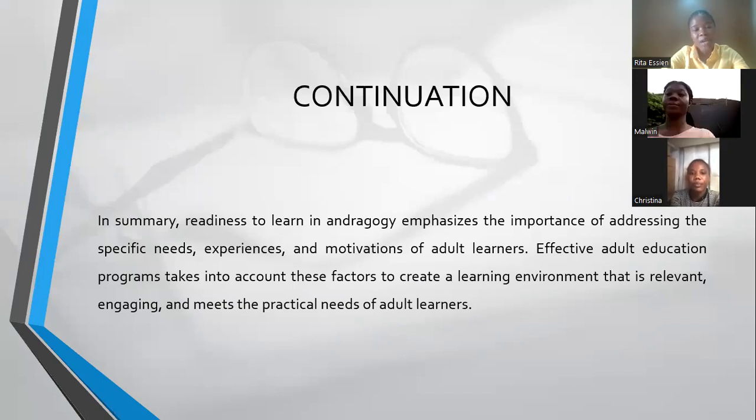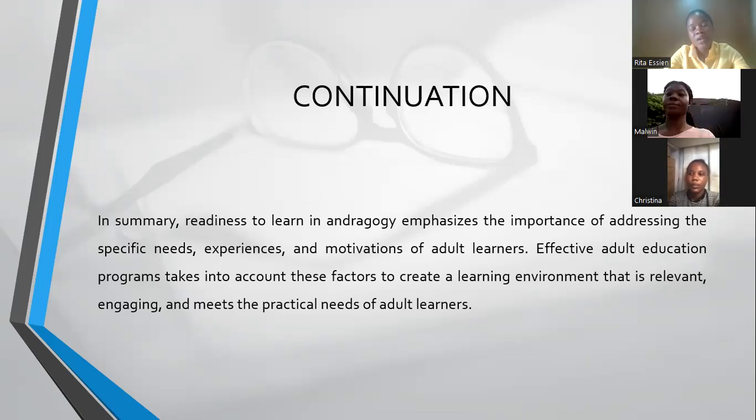So in summary, readiness to learn in andragogy emphasizes the importance of addressing the specific needs, experiences, and motivation of adult learners. Effective adult education programs take into account these factors to create a learning environment that is relevant, engaging, and meets the practical needs of the adult.